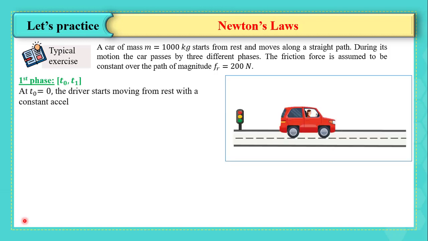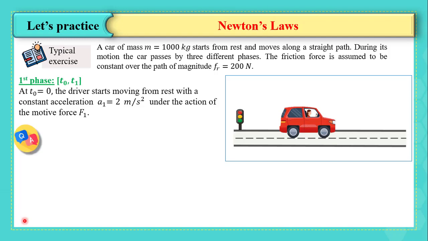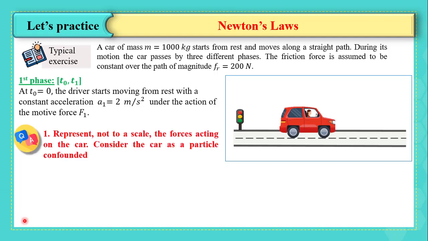At t0 equal to 0, the driver starts moving from rest with a constant acceleration a1 equal to 2 meters per second square, under the action of the motive force F1. In the first part, you are asked to represent, not to scale, the forces acting on the car, and to consider the car as a particle confounded with its center of gravity.